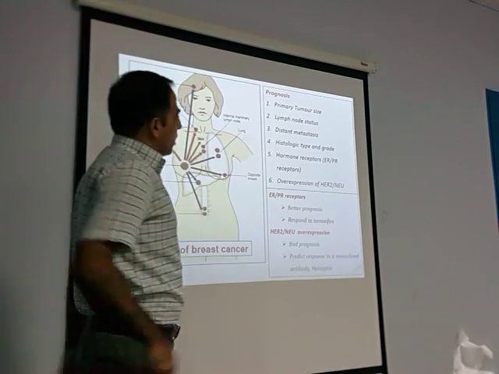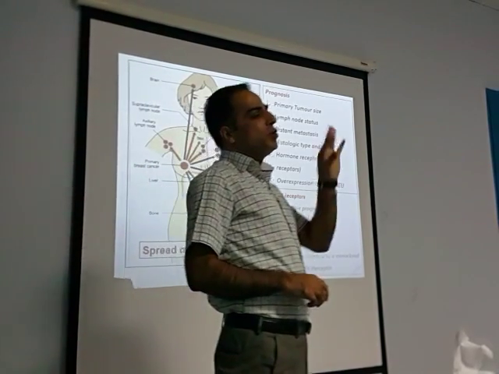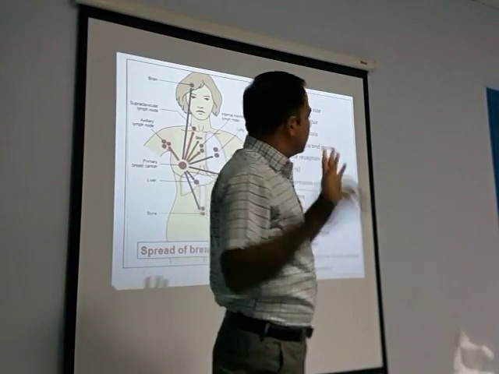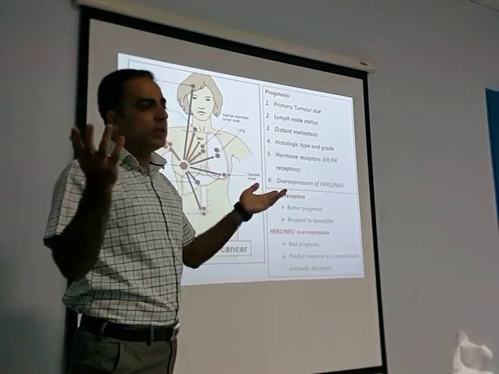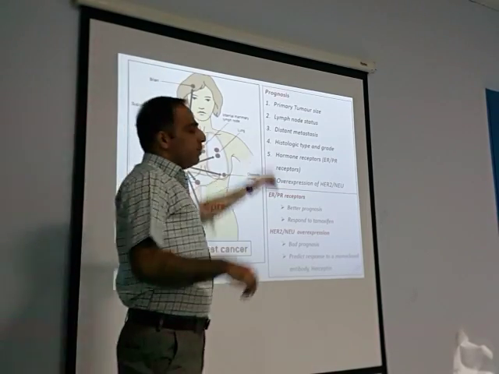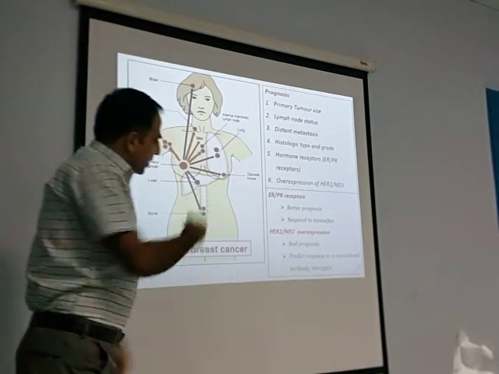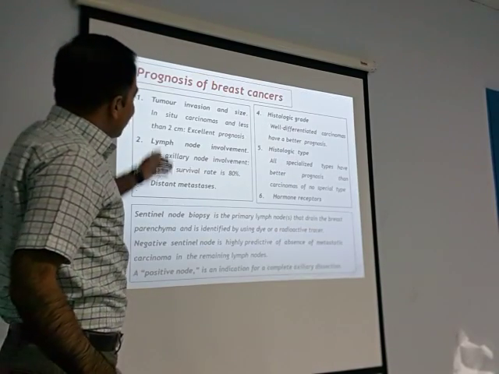And what is the prognosis now? Depending upon the tumor size: size is more, prognosis is bad. Lymph node: more lymph nodes involved, prognosis is bad. Metastasis, bad prognosis. We'll discuss in the next chapter. Next slide.